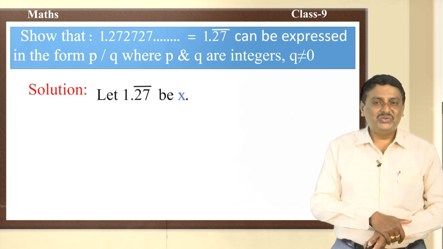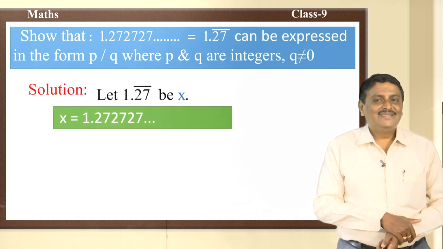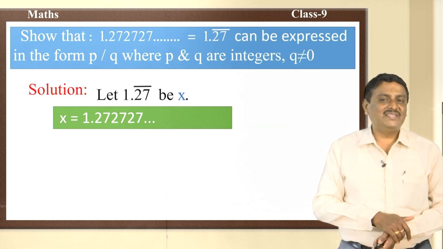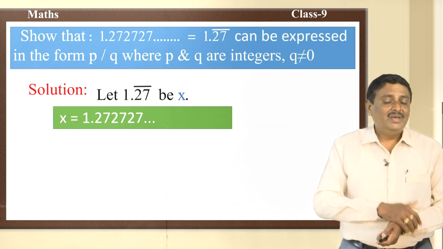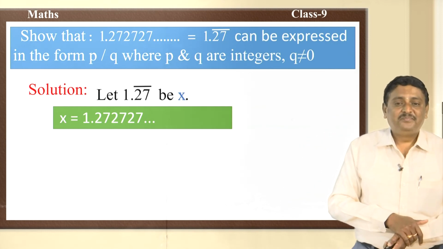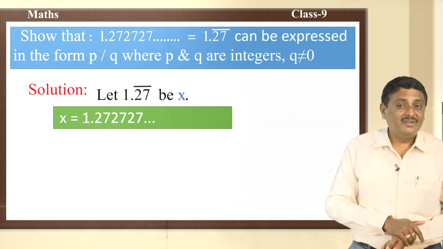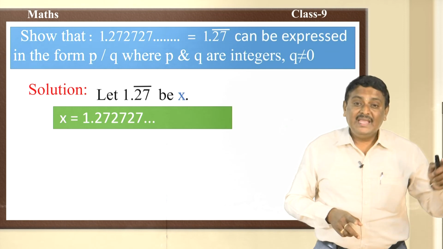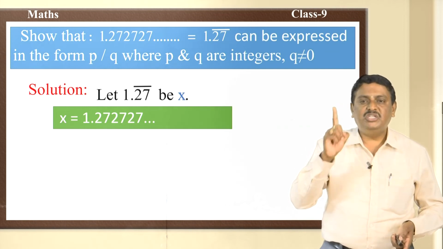Okay, I will show another step. See, x can be represented as 1.272727. Yes, I think all the students wrote this one. Okay, again, what you have to observe here? Here, 2 digits are repeating. In the previous problem, 1 digit was repeating.